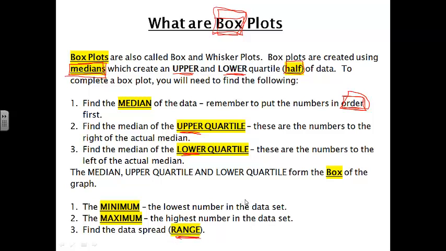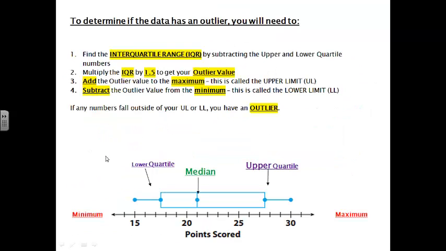Pause me, copy these down, and we will get a lot of practice tomorrow. You need to memorize where these definitions are. You need to memorize this picture and make sure you copy each part of this down that we just talked about so you can know tomorrow. We are going to determine if the data has an outlier. I want you to copy these down, but we are not going to do that today. We're going to do it in class tomorrow as the notes.